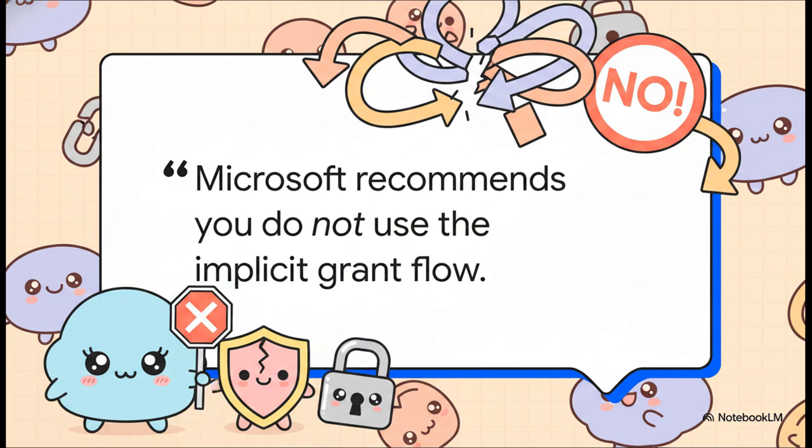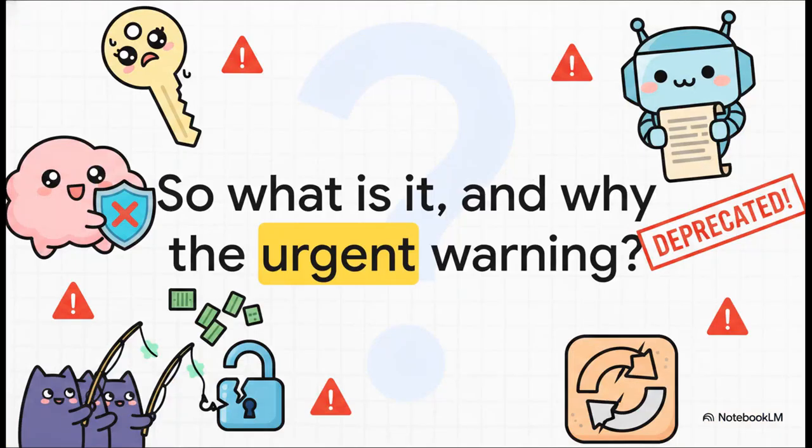This isn't some light suggestion, it's a very direct, very strong recommendation. This really sets the tone for our entire explainer, because when the people who make the platform tell you not to use something, you've got to ask why. Exactly. That's the big question we're going to unpack here. We're going to look at what this flow actually is, what it does, and then, more importantly, get into the nitty-gritty reasons why it's just not the right choice for modern apps anymore.